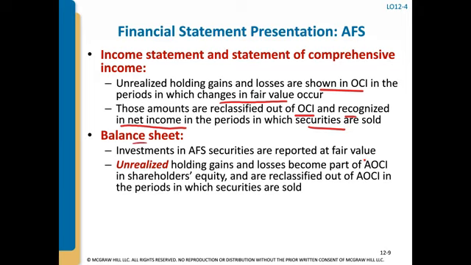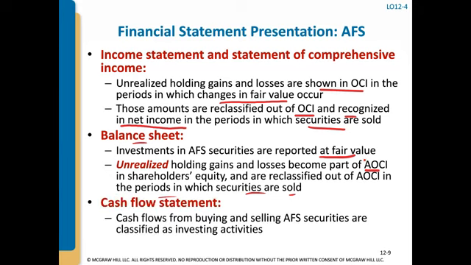The balance sheet, the investment in the available for sale securities is reported at fair value. And what does it say? Unrealized holding gains and losses become part of accumulated OCI, and then are reclassified out of OCI in the periods in which the securities are sold. So we went through that in the example. And in the cash flow statement, when you buy or sell an available for sale security, they are classified under the investing activities.